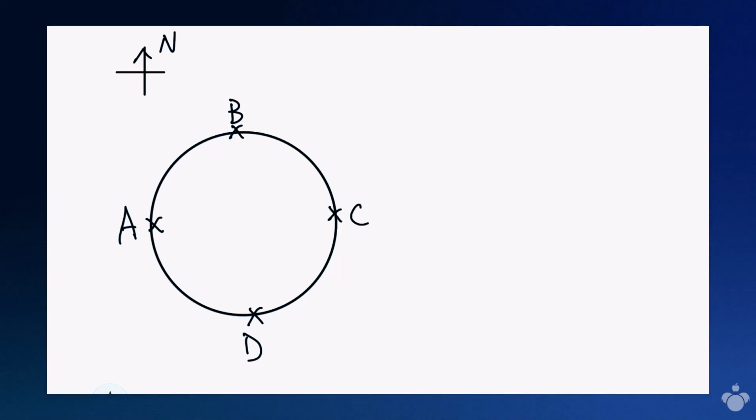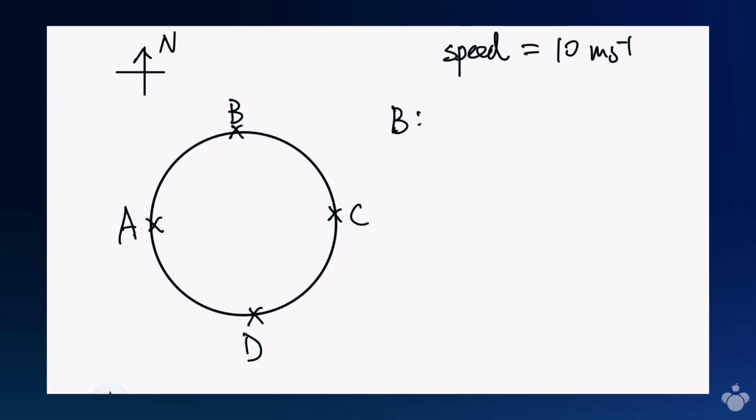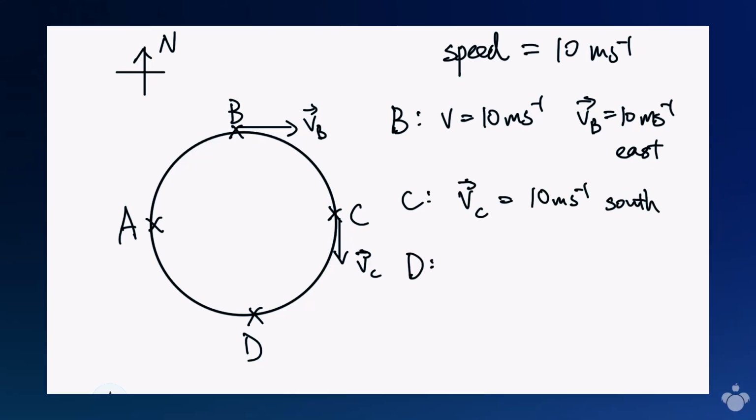Suppose the car is moving at a constant speed of 10 meters per second. Now, let's focus on each point along the path and determine the instantaneous quantities. At point B, the speed is 10 meters per second, as defined. Since velocity also considers direction, the velocity at point B is 10 meters per second to the east. At point C, the velocity changes direction to 10 meters per second to the south. At point D, the velocity is now 10 meters per second to the west.